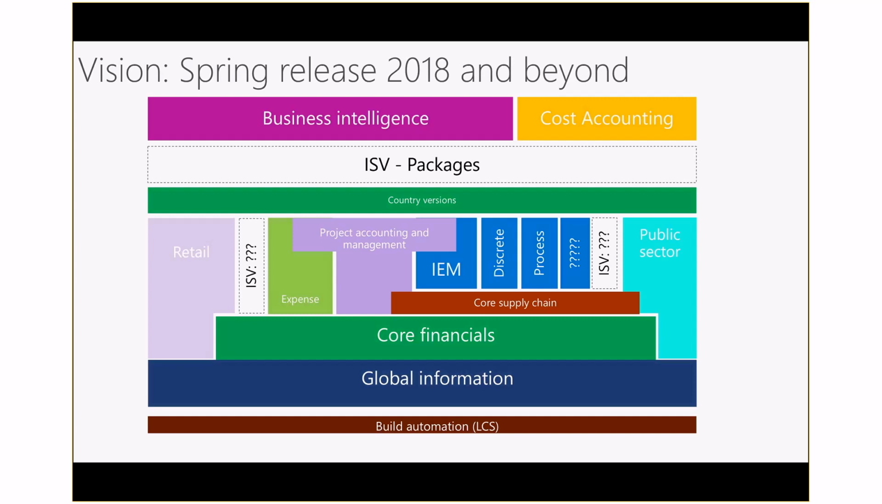The second thing is you'll see the core supply chain. The supply chain team is trying to build more industries on top of the supply chain. Plus, we're hoping that ISVs as well will build packages on top of our packages. And so if you see in the middle there above supply chain, you'll see ISV, IEM, I can't remember, it's industry equipment manufacturer, I think it's called, that kind of stuff.